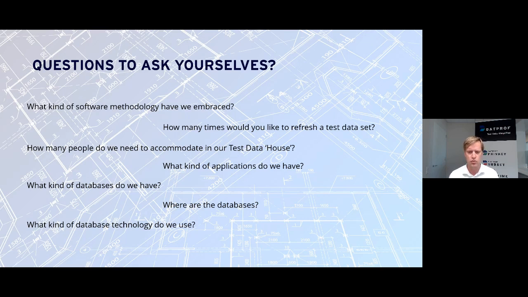What kind of databases do we have? Are these RDBMS, relational database management systems like SQL Server or Oracle? Or is it NoSQL? Where are our databases stored? In the cloud, on-prem, maybe hybrid? I don't know. There are a number of questions you can ask yourself, of course.